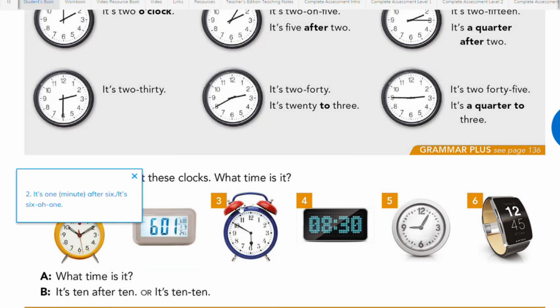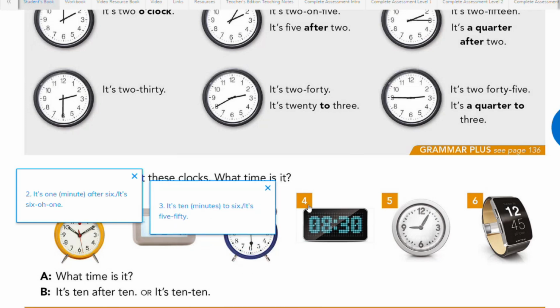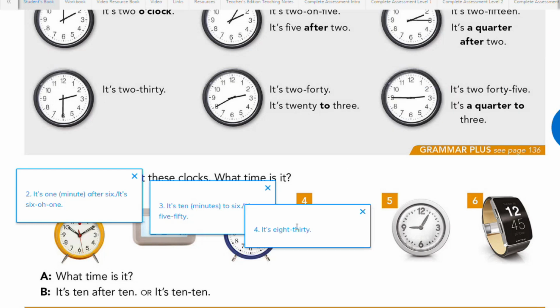Next, number 3. It's 5:50. Or it's 10 to 6. Look at this. It's 10 minutes to 6. Or it's 5:50. Oh, that's amazing. Number 4. Okay, these clocks, they have numbers. Okay, it's 8:30. And remember, if it is in the morning, AM. If it is at night, it's PM, okay?